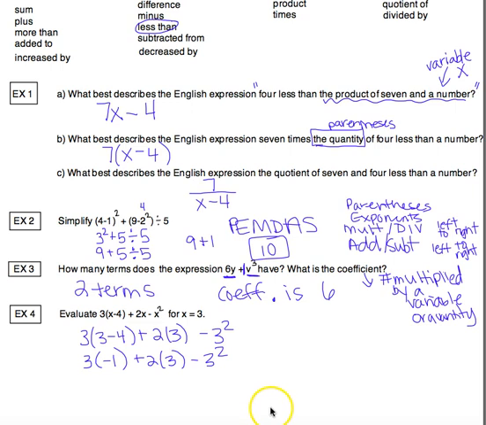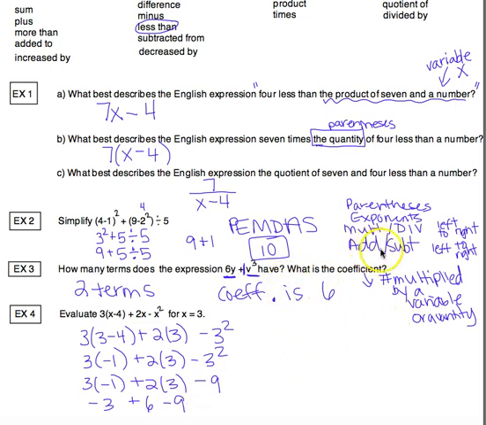So I did parentheses. Now I'm going to do exponents, which I've just got 1 here. So 3 times 3, which is 3 squared, is 9. Now multiplication and division, I've got multiplication here and here. So -3 plus 6 minus 9.